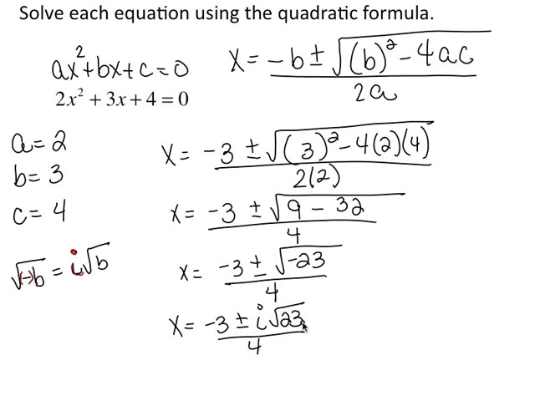Now remember that you're going to try to see if you can simplify 23. If we do the prime factorization for 23, we just get 1 times 23, so we can't simplify it. But our answer cannot be written in this form.